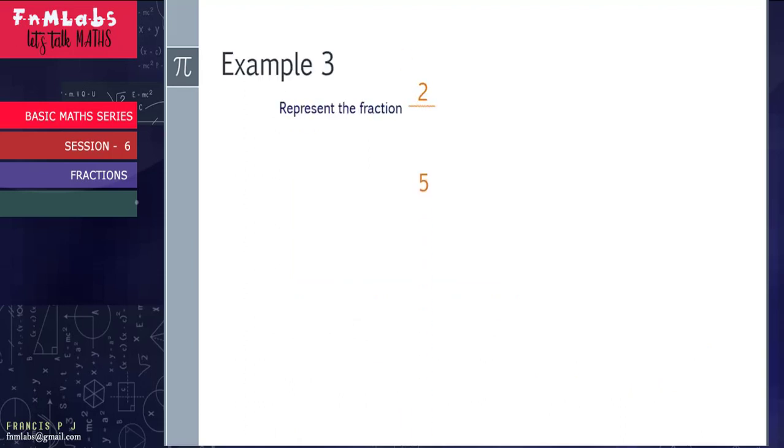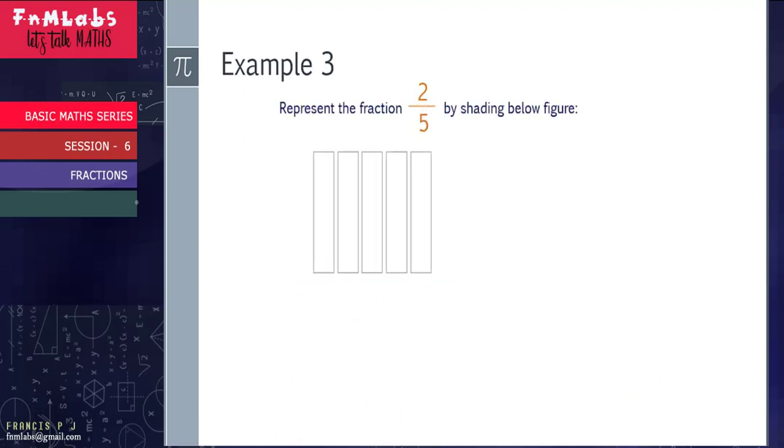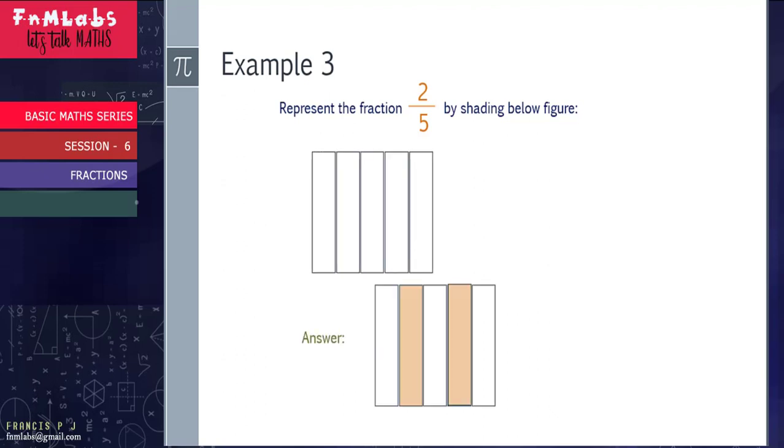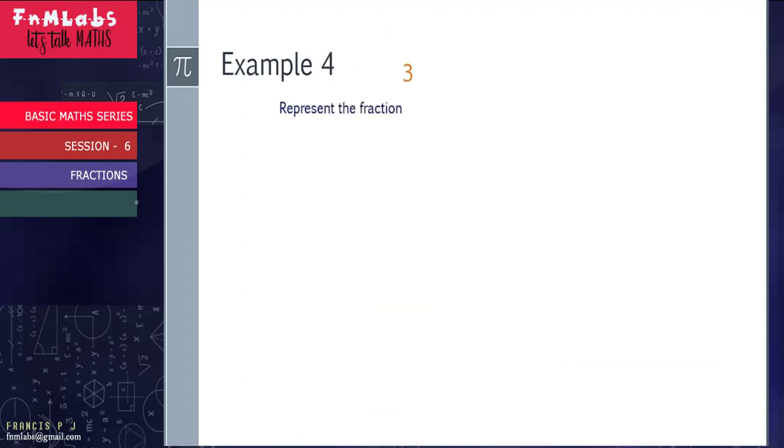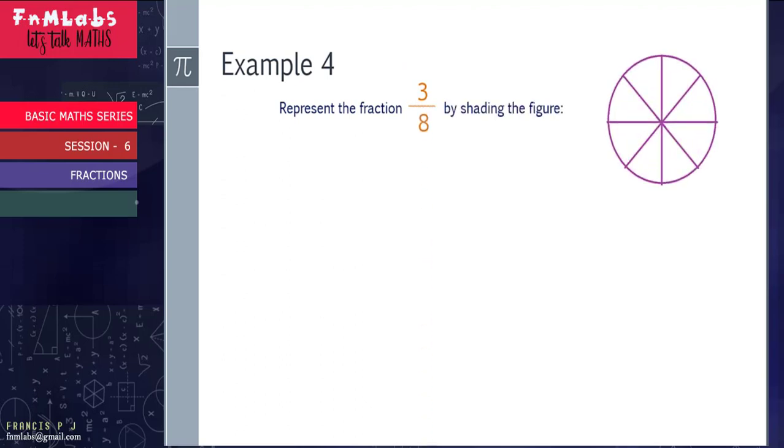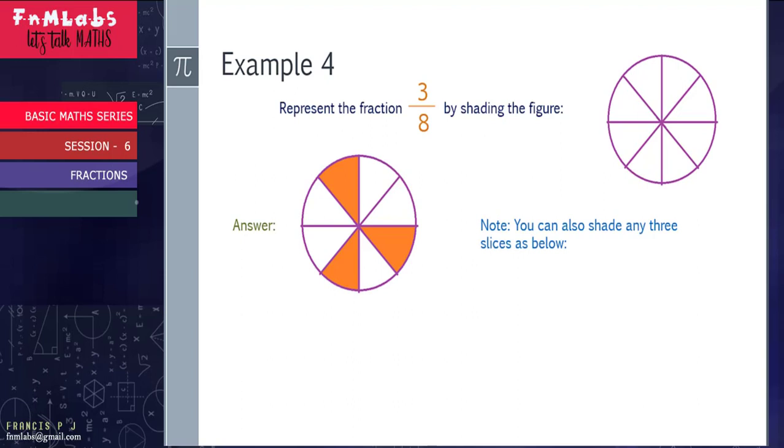In example 3, represent the fraction 2/5 by shading the figure below. So we can shade the 2 parts in this way. You can shade any 2 slices also. Consider another example. Represent the fraction 3/8 by shading the figure. So here also you can shade any 3 slices as below.